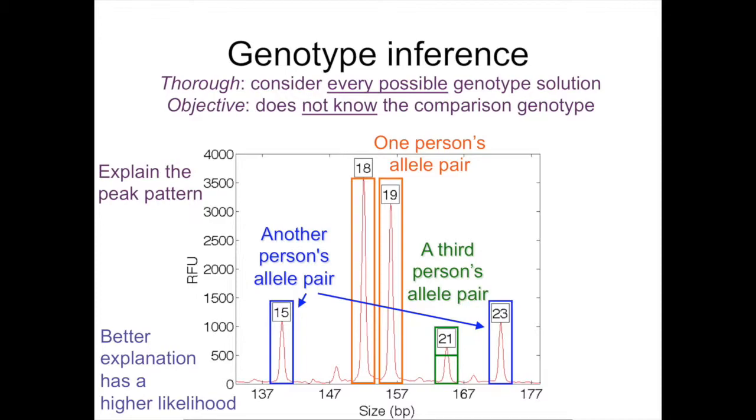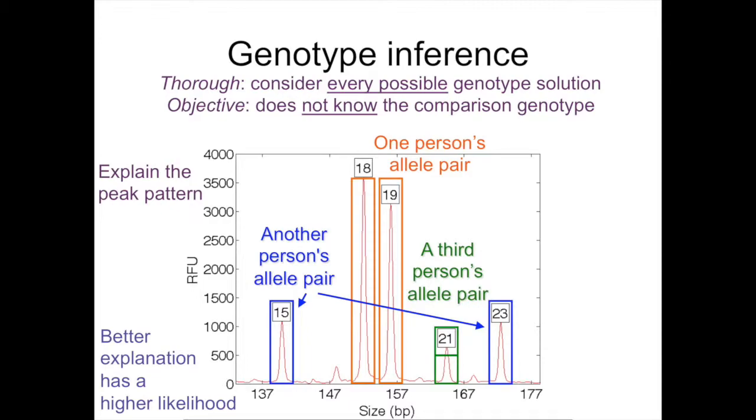Now, this isn't the only explanation that the system tries out. It basically considers tens of thousands of other possibilities as well, assigning them each some likelihood. For example, the system may move the box from the 18 peak over to 16, but there is no 16 peak there, so therefore that's a worse explanation of the data and receives a lower likelihood. The system is also objective in that it doesn't know the reference genotype that you're going to be comparing to later on.